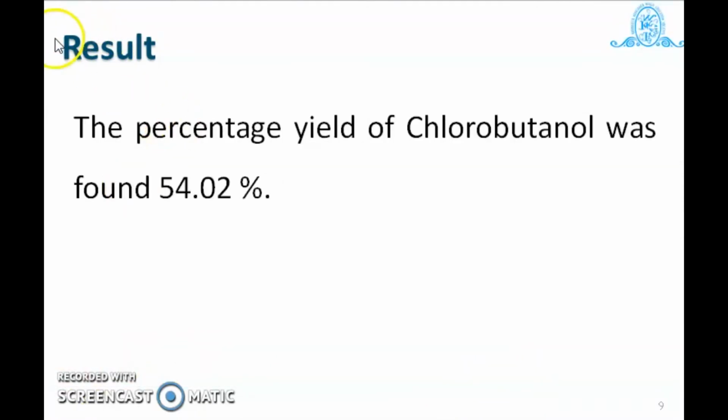Finally, we can conclude the result of our today's practical, that is synthesis of chlorobutanol, as the percentage yield of chlorobutanol was found 54.02%.